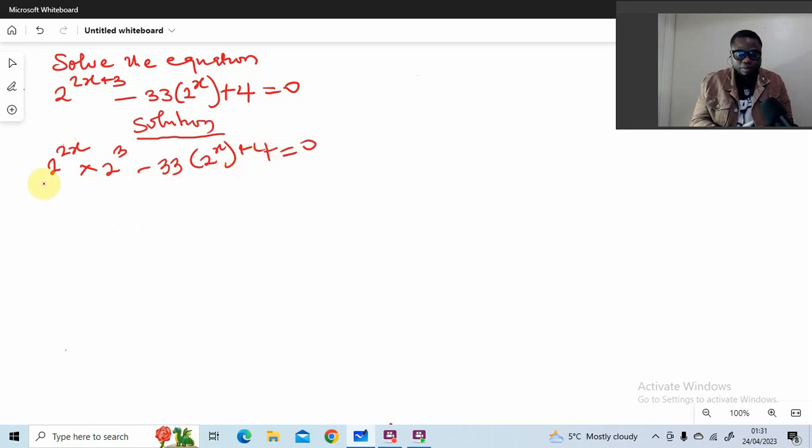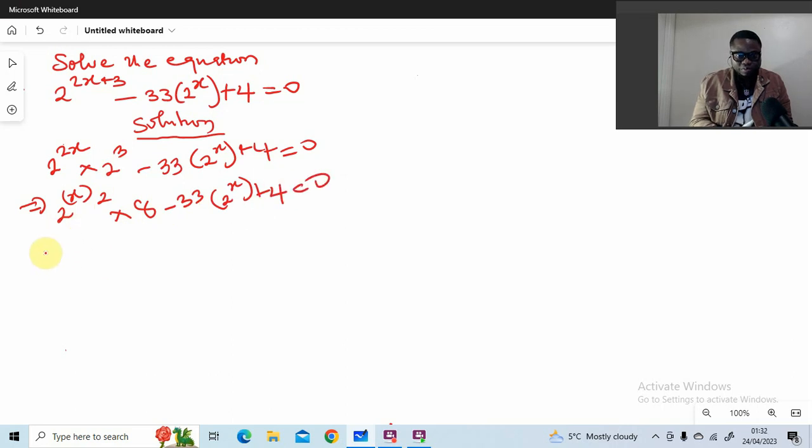So now I'm going to rewrite this first index expression as 2 exponent x in brackets times 2, because this and this are the same. We say x times 2 is 2x, multiplied by, remember that this 2 exponent 3 is going to give me 8, because 2 times 2 times 2 is 8, minus 33 bracket 2 exponent x plus 4 is equal to 0.